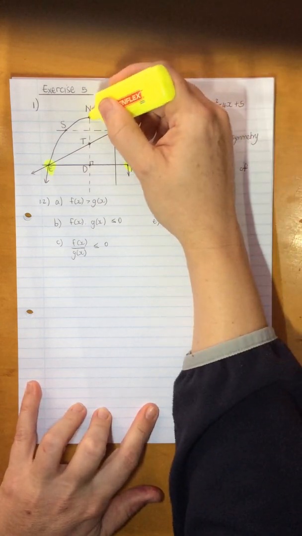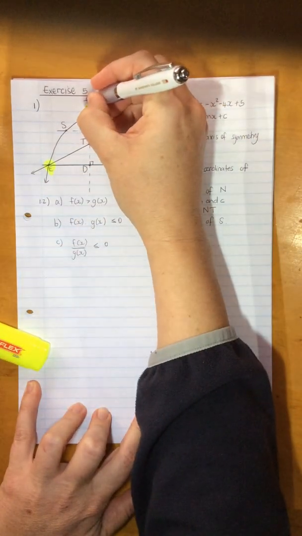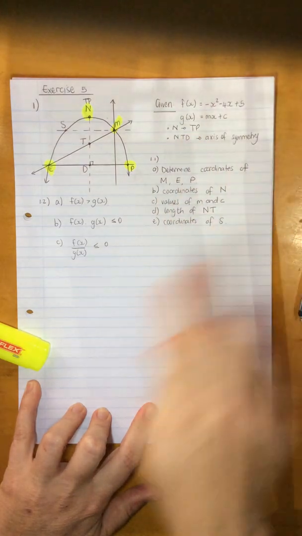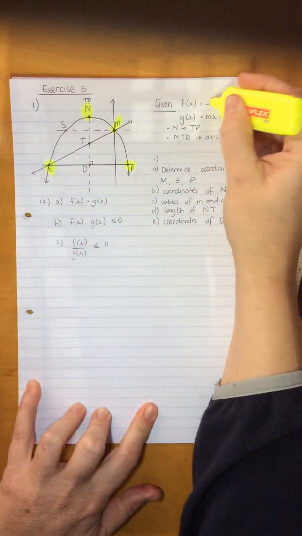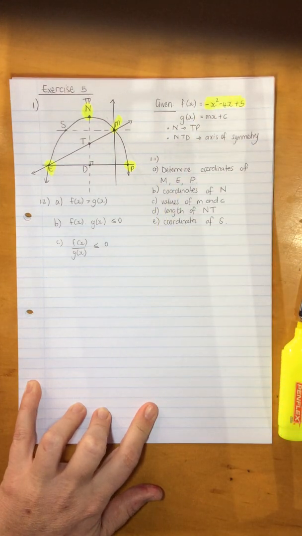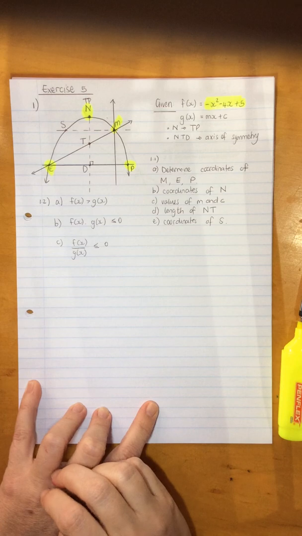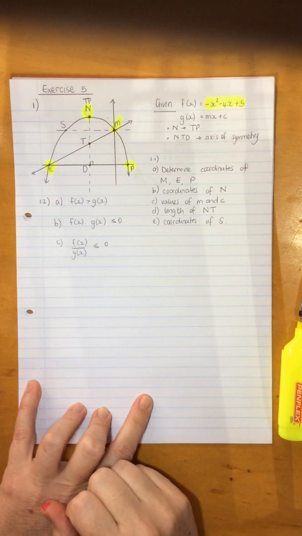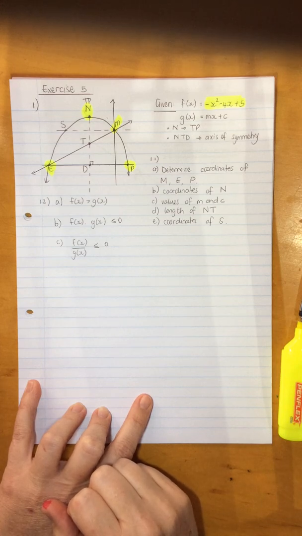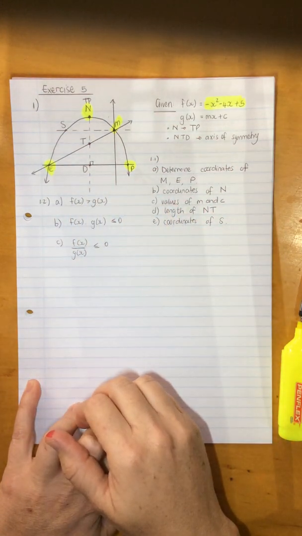I notice that they've given me point N, and they did tell me in the question that N is my turning point. And looking at the equation that was given to me, it's in the form of ax squared plus bx plus c. So I know I can work out the turning point by using the x coordinate, which is minus b over 2a, substituting that answer into the equation to find the value of y. Right, so they also tell me that NTD is the axis of symmetry, but we will get to that.